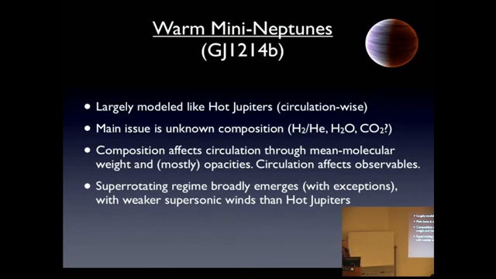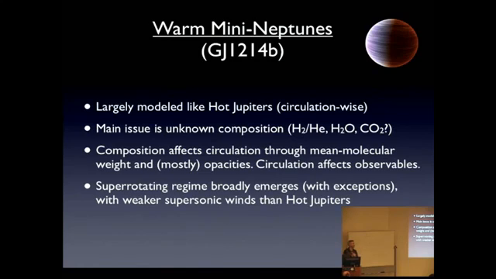But one of the issues, and several people in the room here, Jonathan, Diana Valencia, Eric Lopez, have worked on this problem, is that with this type of planet, given a mass and radius, we can't quite tell what the composition is. We know hot Jupiters have to be basically made of hydrogen and helium, with some core or not. But for these planets, we don't know. It depends on which planets.